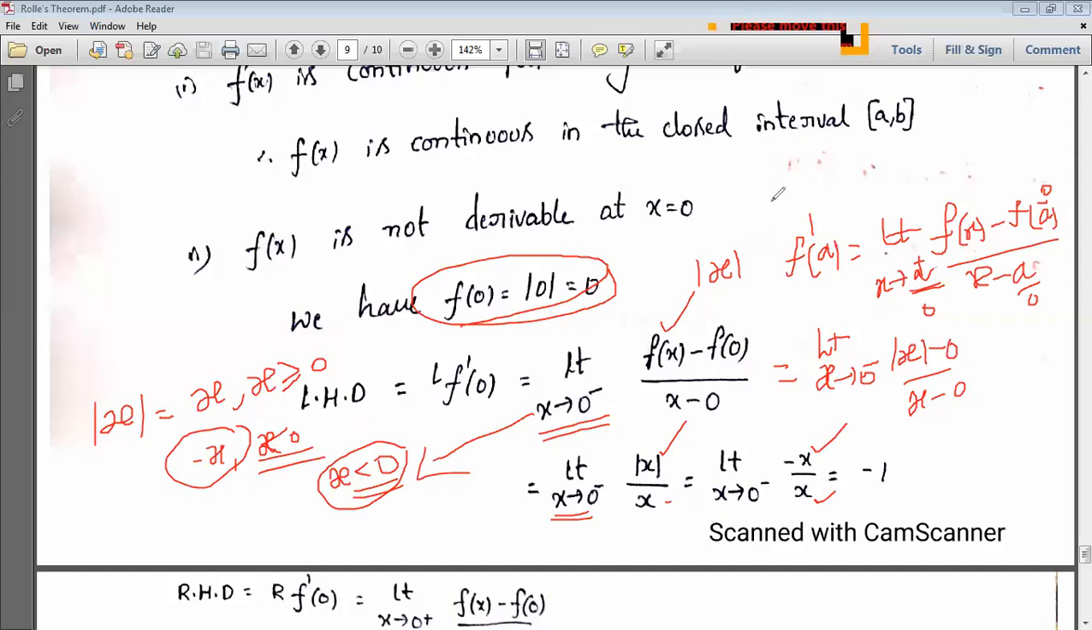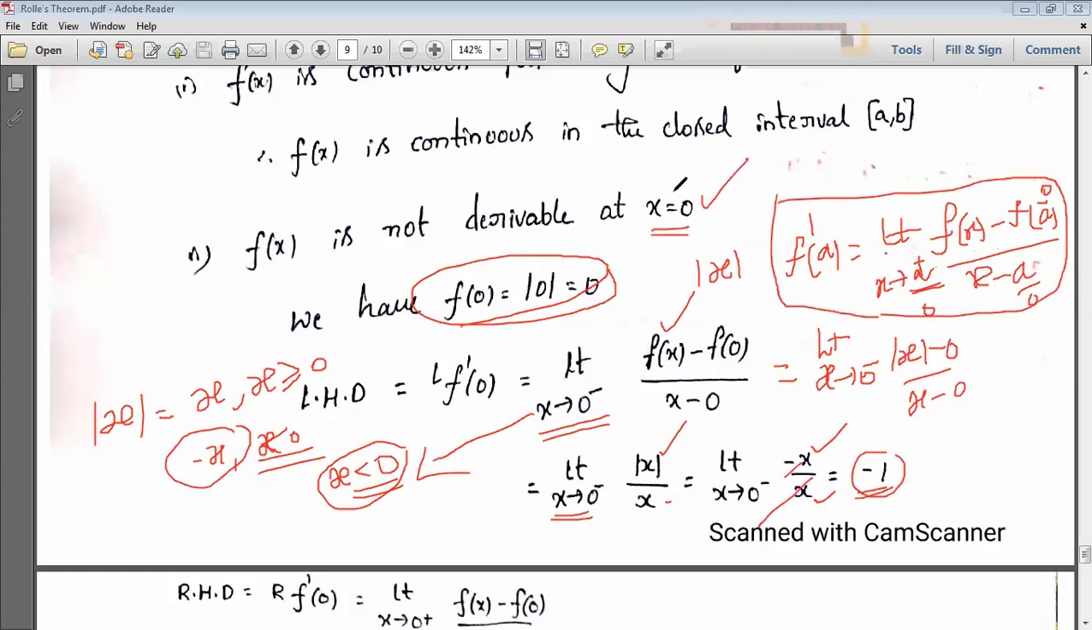f dash of a is equal to limit x tends to a, f of x minus f of a by x minus a. But I am checking here at a specific point, the point is 0. So for that I am substituting in place of a as 0. So here it is, that's why I wrote here f dash of a is equal limit x tends to 0 minus f of x minus f of 0 by x minus 0. Here the function is mod x, so I wrote mod x as this, and f of 0 is nothing but 0, I substituted by x minus 0.